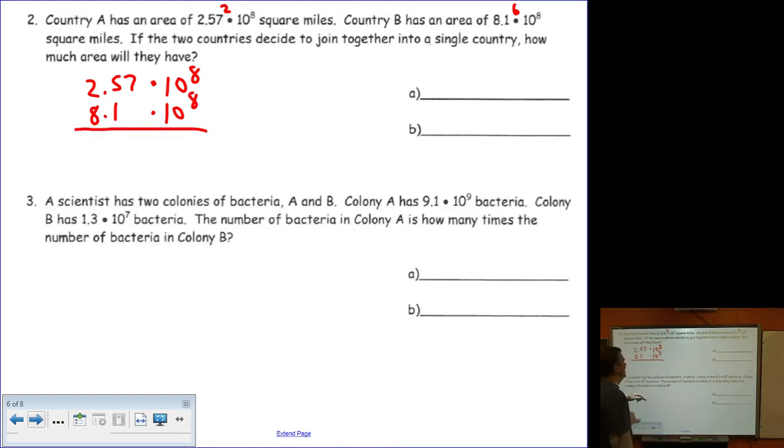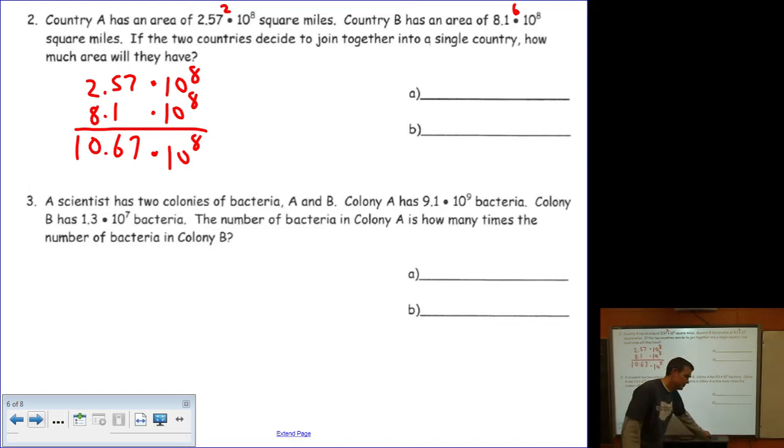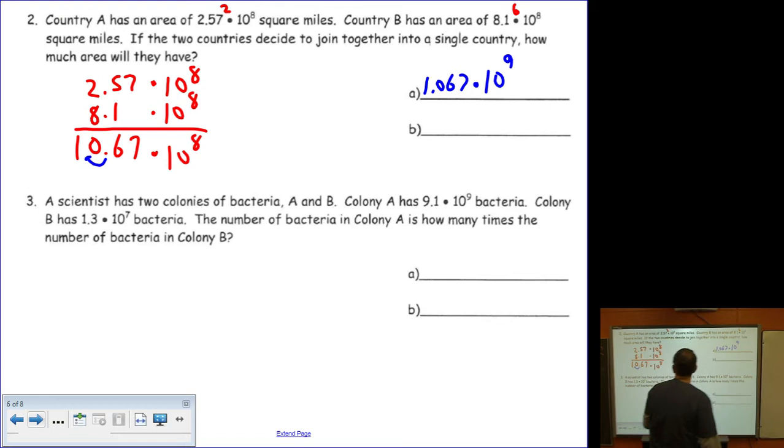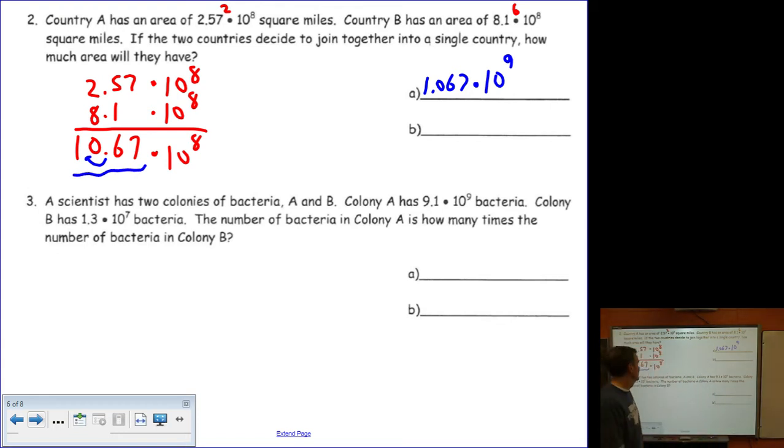I'm going to go ahead and add those, and when I add them, I get 10.67 times 10 to the 8th. Of course, that's not in scientific notation, so I'm going to go ahead and move the decimal 1 spot and make it 1.067 times 10 to the 9th. All right, as the number here gets smaller, the exponent gets bigger.